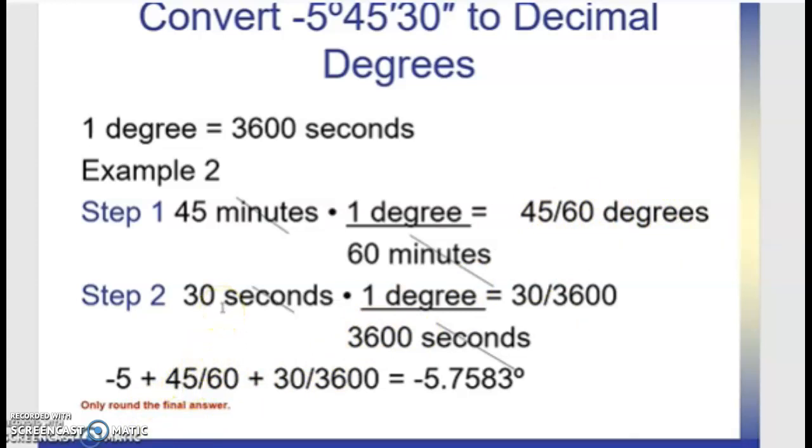Now converting 30 seconds to decimal degrees. The unit fact here is that 1 degree is equal to 3,600 seconds. The seconds unit cross cancels, telling us that 30 seconds is equal to 30 over 3,600 degrees. Of course, converting the fractions, if you desire, to a decimal and adding all three amounts, we get a final answer of -5.7583 degrees.